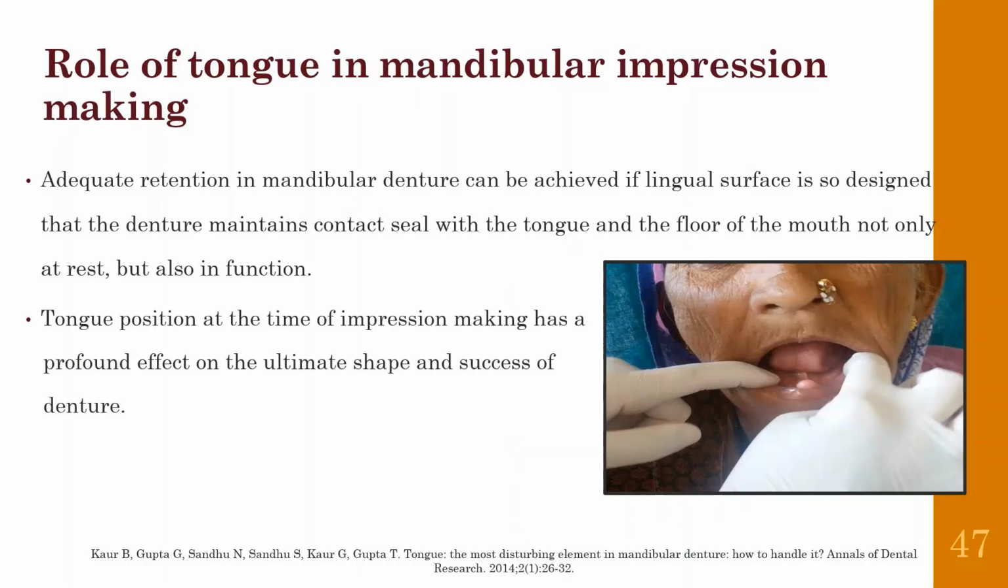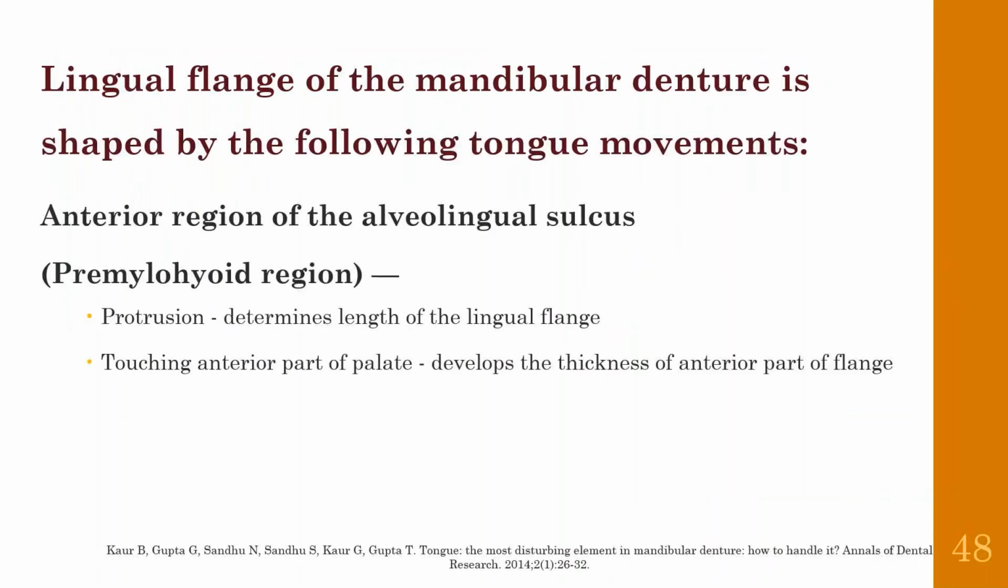Adequate retention in a mandibular denture can be achieved if the lingual surface is so designed that the denture maintains contact seal with the tongue and the floor of the mouth, not only at rest but also in function. Tongue position at the time of impression making has a profound effect on the ultimate shape and success of the denture. The lingual flange of the mandibular denture is shaped by the following tongue movements.